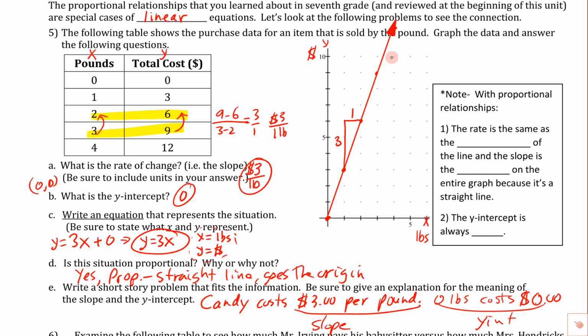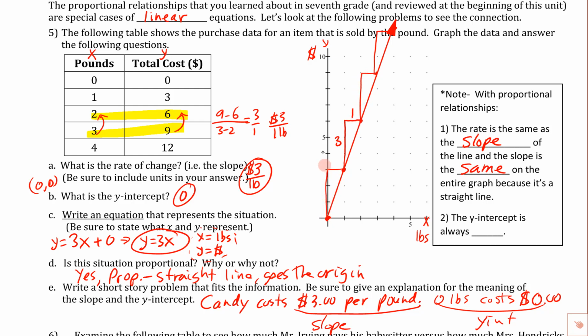Okay, 2 more quick things that we want to notice, and then one more connection with what we've done in the past. When we're talking about proportional relationships, the rate is the same as the slope of the line, and slope is the same on the entire graph because it's a straight line. If we were to check the slope from here to here, we could just do this little stair-step pattern. The slope is always going to be exactly the same because we're going up $3 and getting another pound of candy, paying $3 more, getting another pound of candy, $3 more, and so forth.